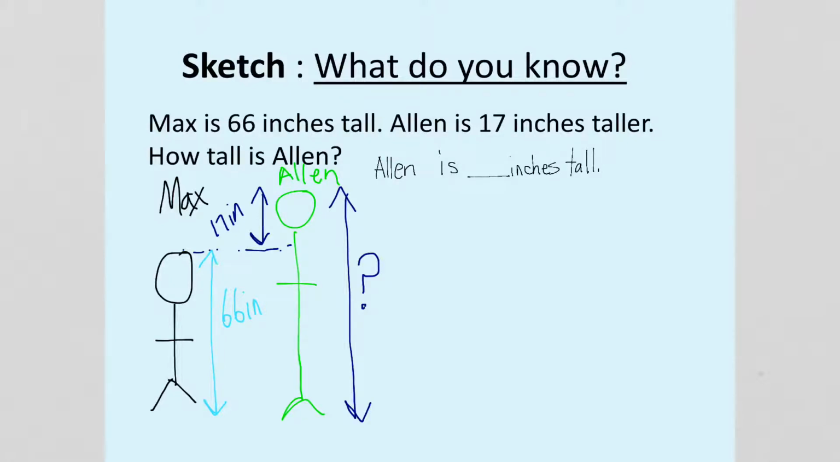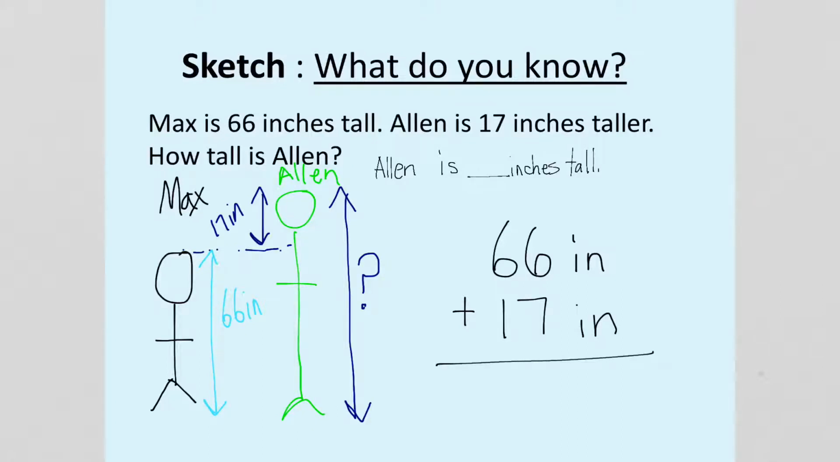So we knew that Max happens to be 66 inches, and I like to write the units because we're always thinking about what we know. And we know that Alan is 17 inches taller. And so many of my friends knew it was an addition problem. So this is a great one to use fact fluency for. I know what 6 plus 6 is. Do you? Say it out loud. So if you know that 6 plus 6 happens to be 12, what would 6 ones and 7 ones equal?